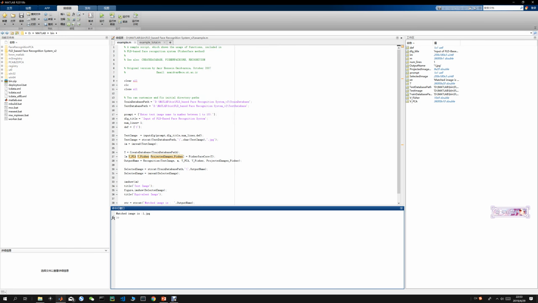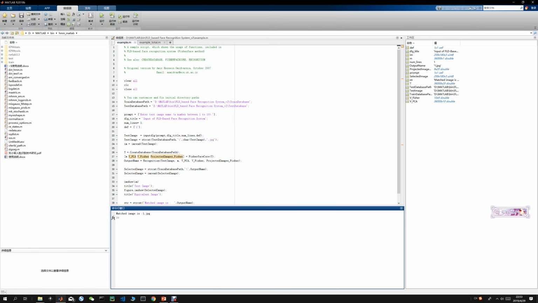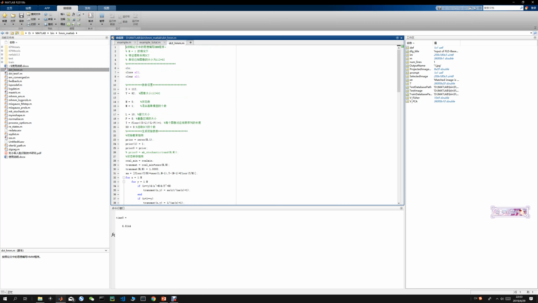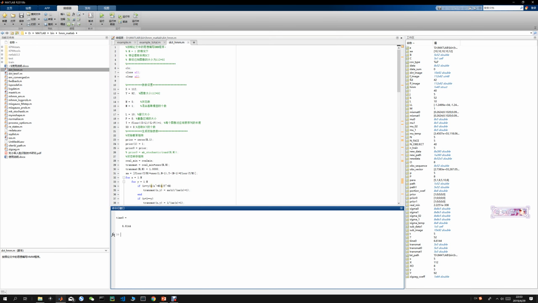And then we use the Hidden Markov model. In this model, we first train the Hidden Markov model with the parameters as shown above. After training, we will do the test.